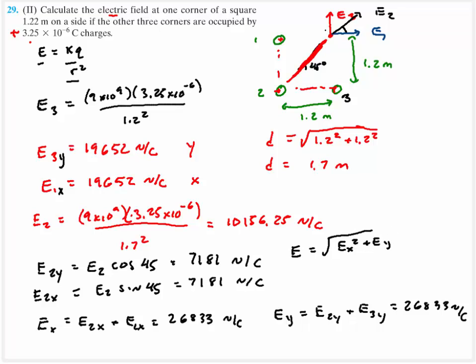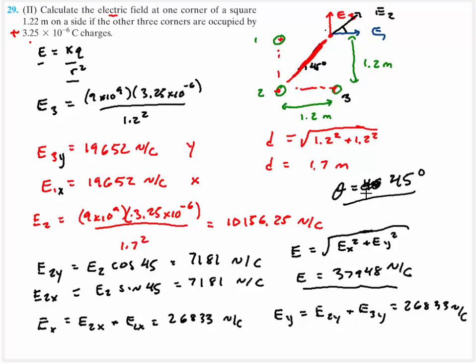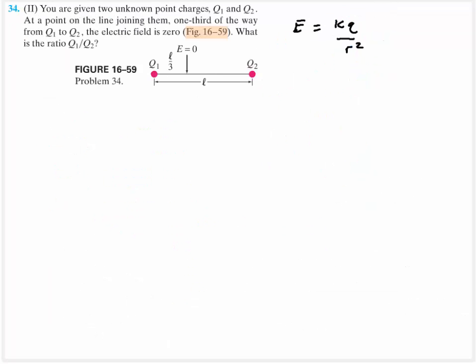And lastly, my net electric field is going to be the square root of Ex squared plus Ey squared, Pythagorean theorem. Go ahead and type all those in, and you're going to get that the net electric field is 37948 newtons per coulomb, so that's the magnitude. And symmetry would give you the direction: symmetry would say this is going to be 45 degrees, or you can go ahead and calculate that out.